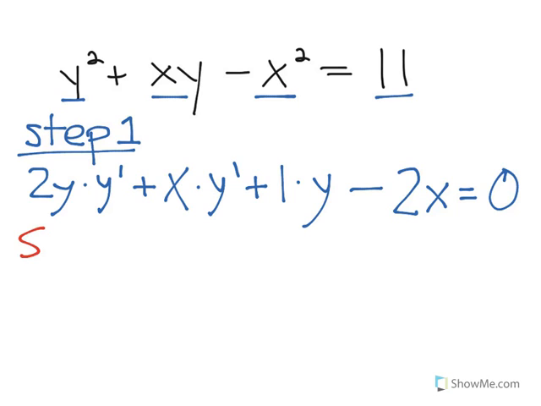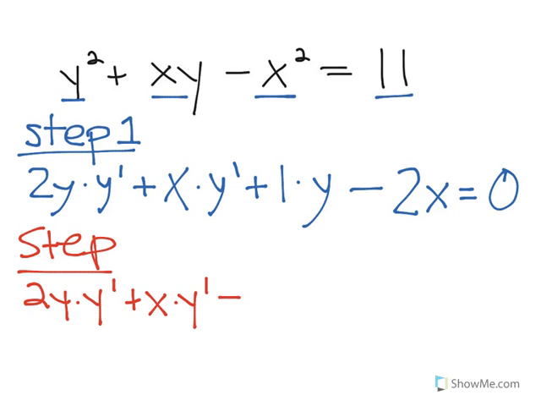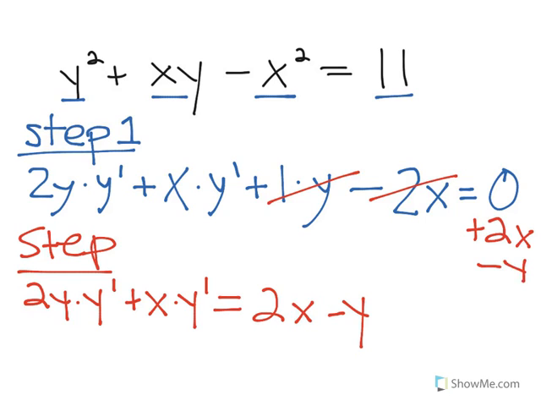Okay, so step 2, you want to get the y primes on one side and the other terms on the other side. So you go 2y times y prime plus x times y prime, set that equal to 2x minus y. And you get that from subtracting 2x, so get rid of that, and subtracting y. And that'll get you that.